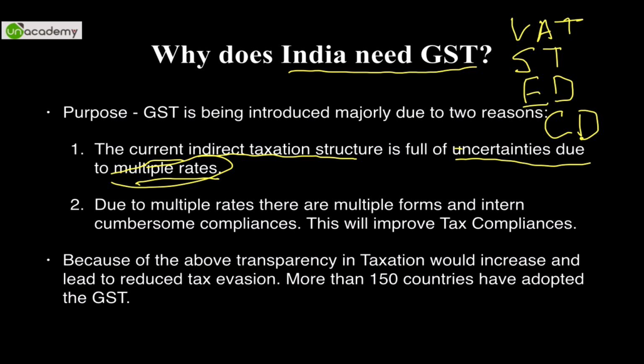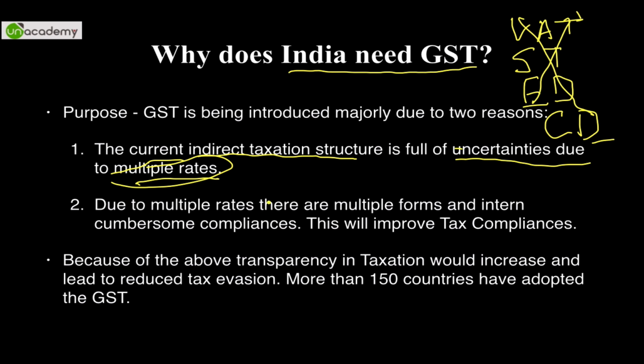Along with multiple rates, the more the number of taxes, the more the forms. So it would become all the more cumbersome in case people have to deal with all these taxes along with whatever they are producing. So all these taxes would be abolished and one taxation structure would exist, that is GST. So it would reduce the multiplicity of rates.